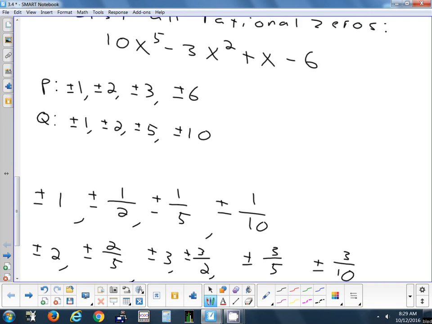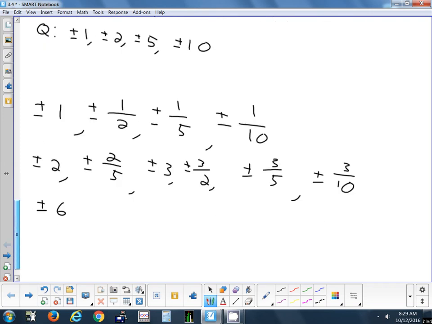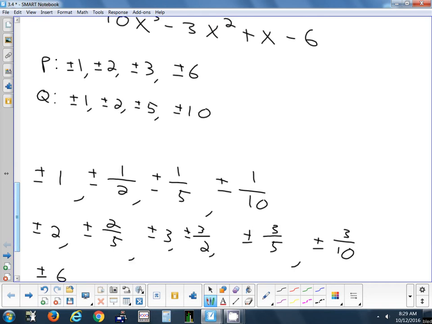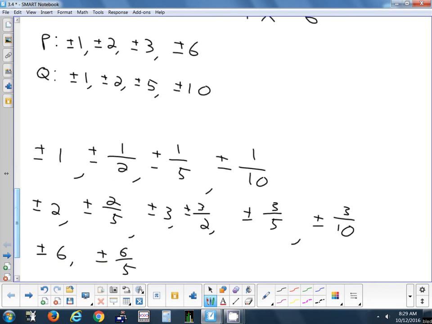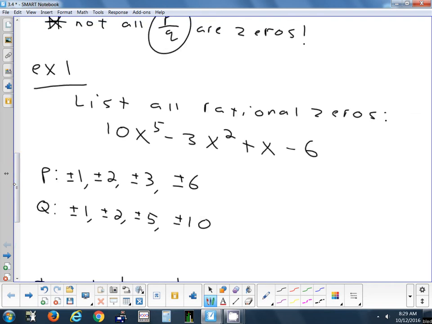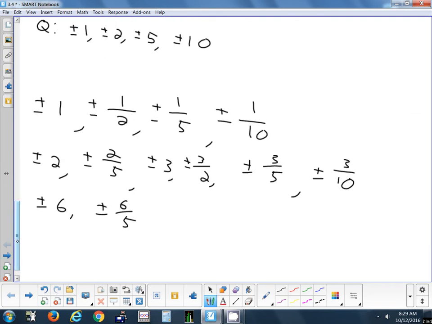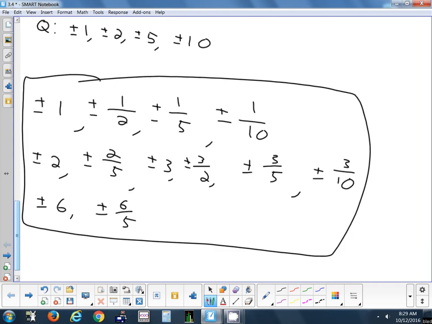So we could have 6 over 1. We could have 6 over 2, but do we already have that one? Yeah, that gives me 3. How about 6 over 5? Do I have that one? Nope. And how about 6 over 10? I already have that one, 3/5. So if this graph crosses the x-axis somewhere that's a rational number, it has to be one of those. Has to be.